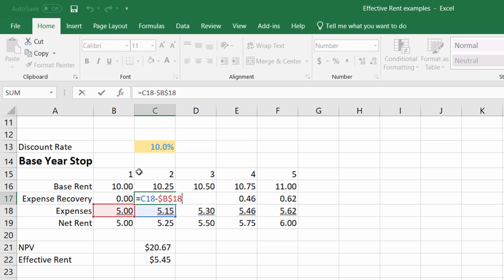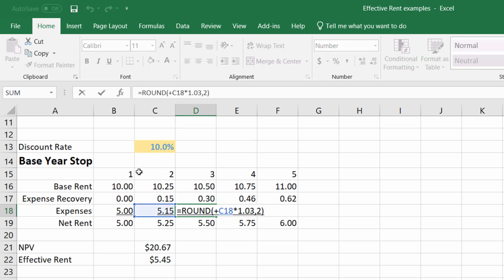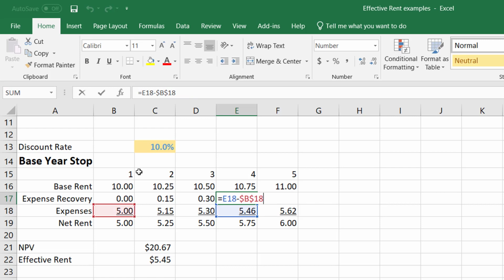And notice that I have the dollar sign, the absolute cell reference for B18, which is the base year. So when I go to future years, my formula is always going to be looking back, right here. My formula is always going to be looking back to the base year stop, right? Because that's the amount that we're getting recouped. Anything basically over $5 we get recouped.